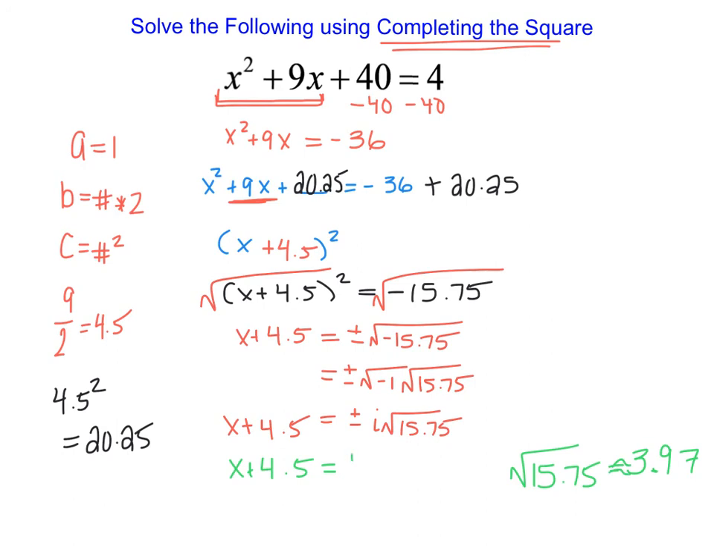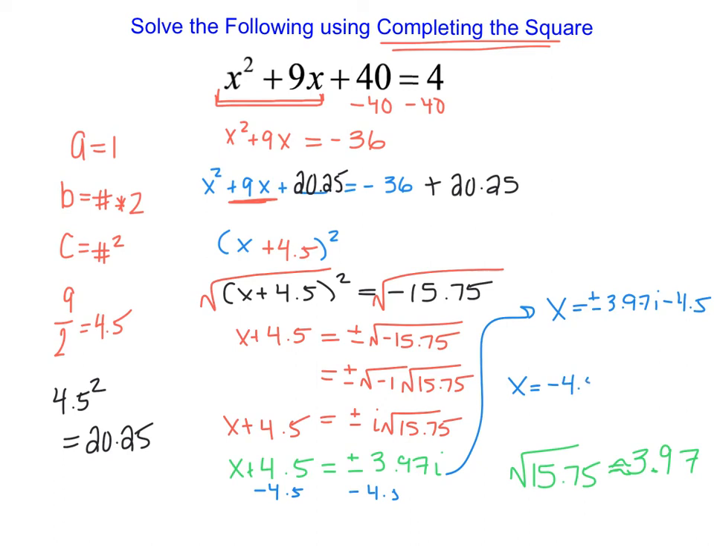So this would become plus or minus 3.97i. And then from here, our last step is to subtract 4.5, subtract 4.5. So we can write x is equal to plus or minus 3.97i minus 4.5, or if you write this in standard form, your real part comes first, so that's negative 4.5 plus or minus 3.97i.